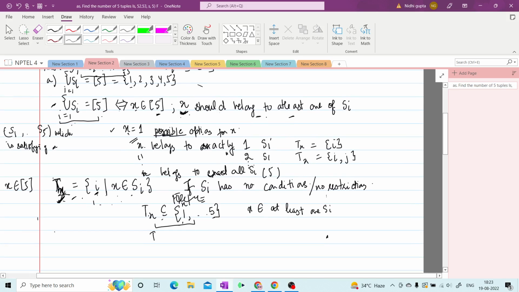Five possibilities, ma'am. Yes, if it is belonging to exactly one Si, then it has 5 possibilities. But we are saying that the union of Si is equal to 5, so it can belong to one Si, or it can also belong to multiple Si's, as long as it is belonging to at least one Si. So what are the possibilities of Tx? You see that Tx will be a non-empty set.